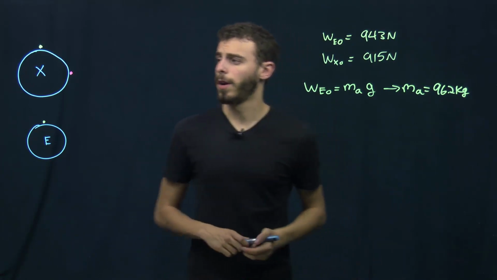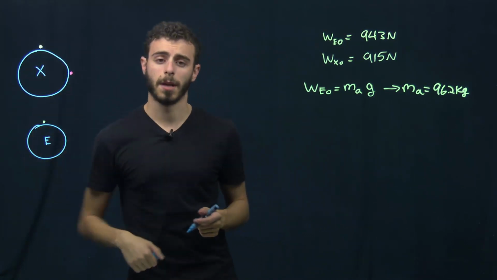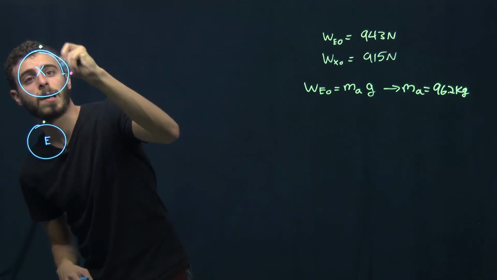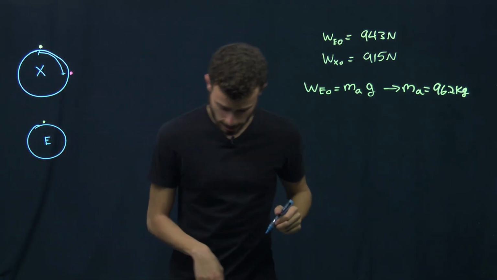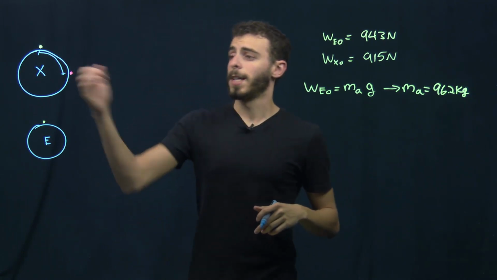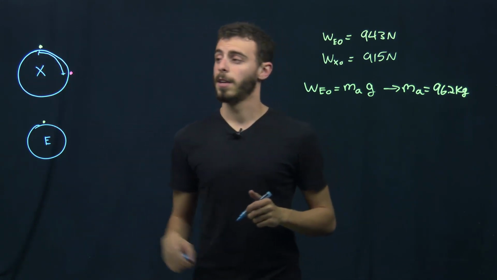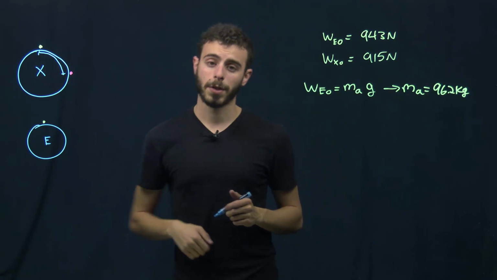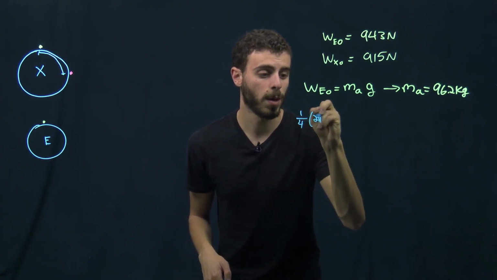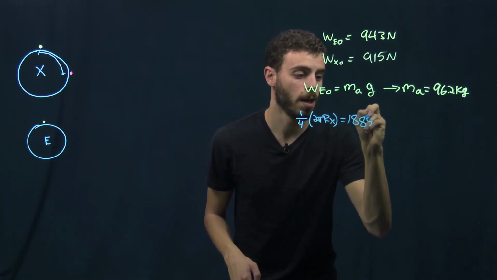But now I'm going to jump over, and real quick I'm just going to note that we're also given something about the circumference of planet X. So we're told that this distance here along the surface is equal to 18,850 meters. And so we can use that to find the radius of planet X. That's to say we're given a quarter of the circumference of this planet. So basically 1/4 of 2 pi times the radius of X is equal to 18,850.